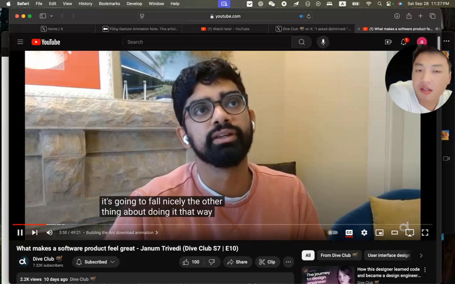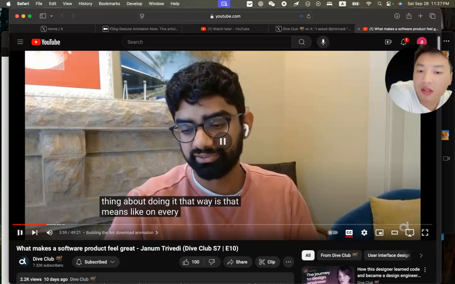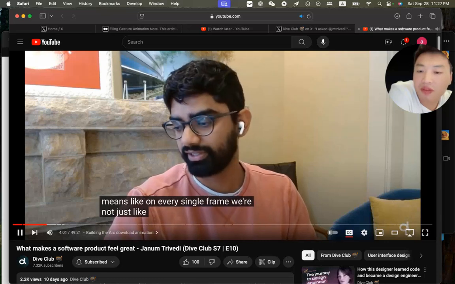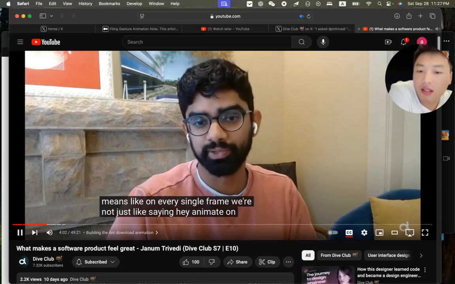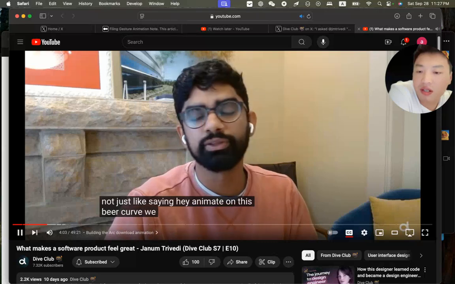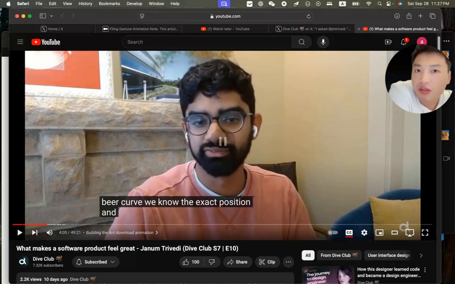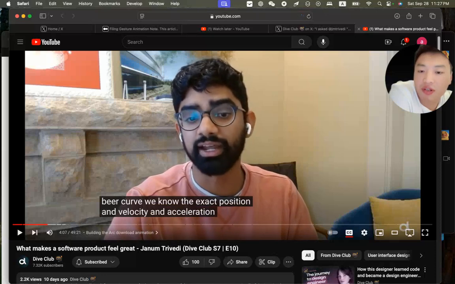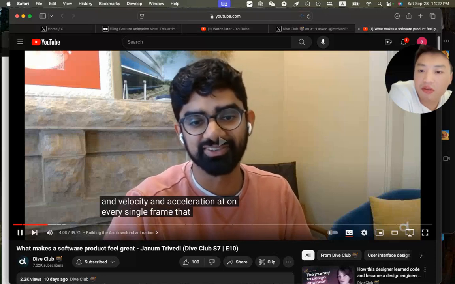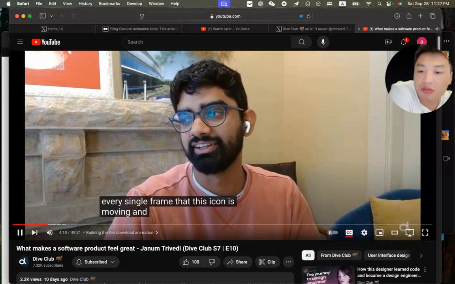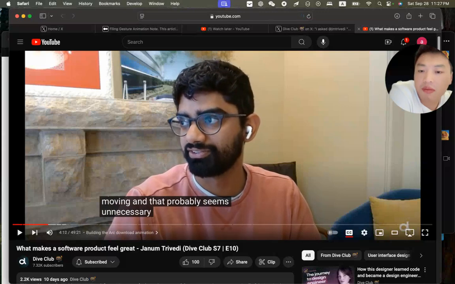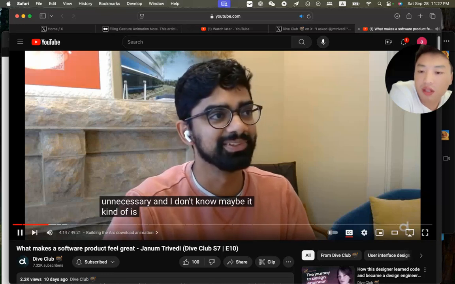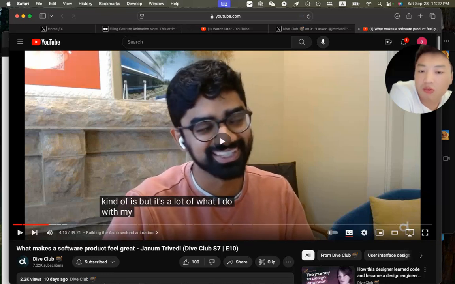The other thing about that is it means on every single frame, we're not just saying, hey, animate on this Bezier. We know the exact position, velocity, and acceleration on every single frame that this icon is moving. That probably seems unnecessary, and I don't know, maybe it kind of is, but it's a lot of what I do with my life.